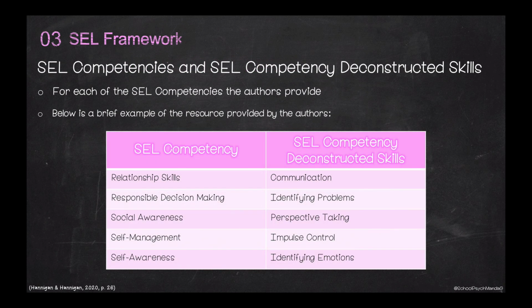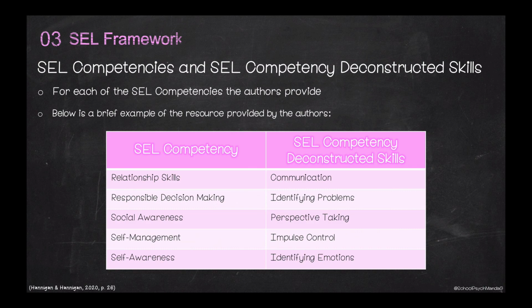And I love this visual. The authors talk again about the 5 core competencies as it pertains to social emotional learning, and they provide a deconstructed skill that falls within those competencies. So I think the chart, and again, I keep saying the same thing over and over again, but if you purchase the book, they provide a really helpful chart that has quite a few deconstructed skills, and I just picked one from each for the purpose of the presentation just to give an example.